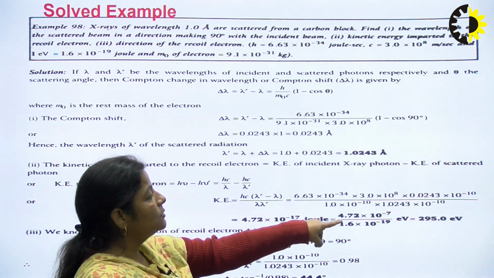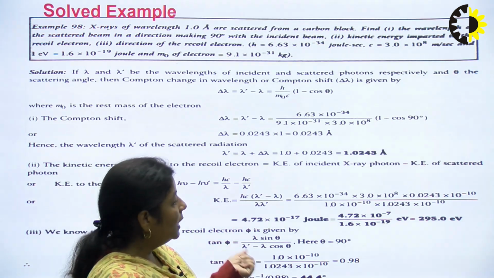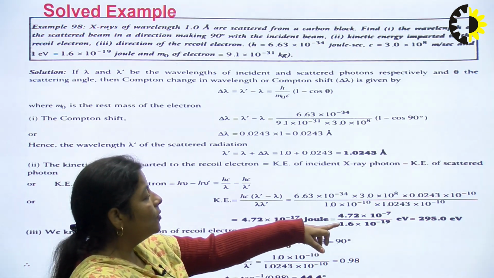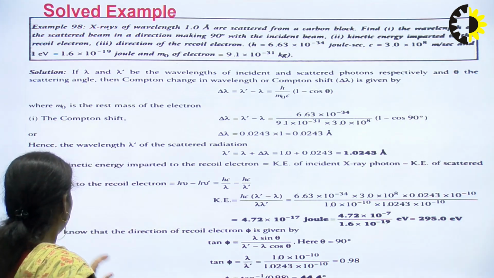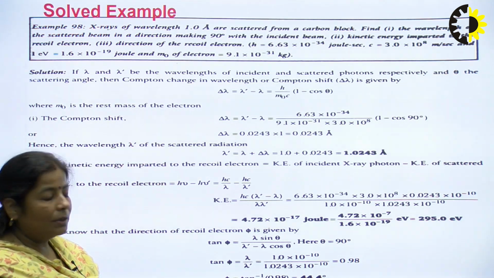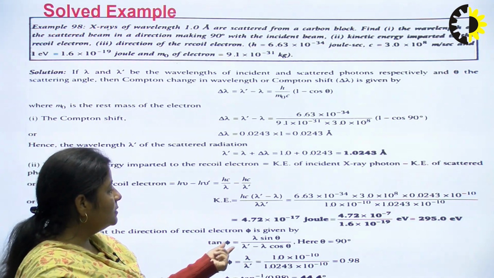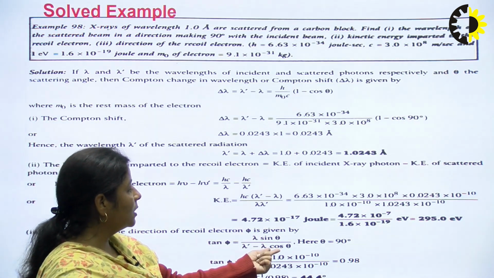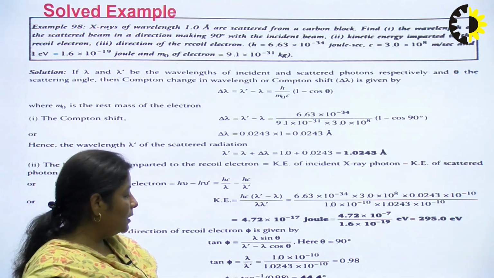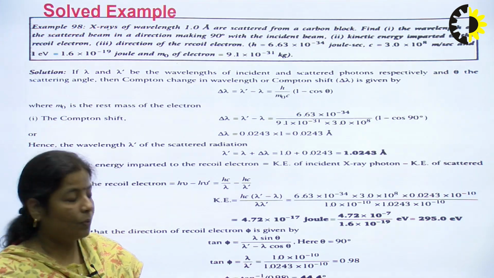In terms of numerical value, it is 4.72 into 10 to the power of minus 17 joules, and when we convert into electron volts by dividing by 1.6 into 10 to the power of minus 19, it becomes 295 electron volts. Then the next part is to calculate the direction of the recoil electron, which is given by phi. So tan phi is lambda sine theta upon lambda dash minus lambda cos theta. We substitute the values of theta and lambda dash here, and by calculation we obtain phi equals 44.4 degrees.